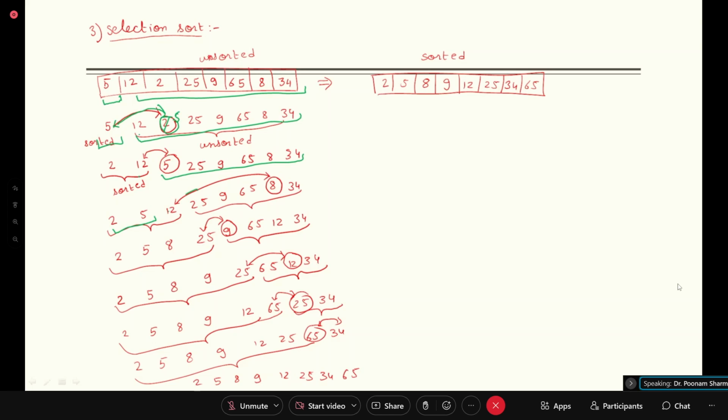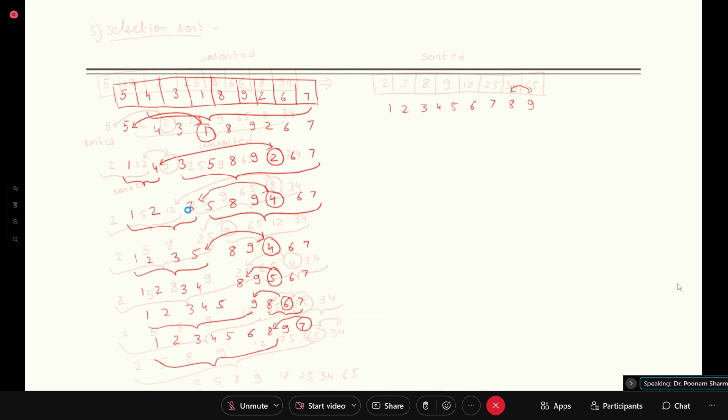If you see, after this 5 is done, 2 comes here, the next unsorted value is 12, right? So it will swap the first unsorted value with the least value. So the unsorted part will start from the second value and this will be the sorted one. So this way they are swapping the first unsorted value with the least value. And this way they will go on arranging the values and finally we will have the sorted array.